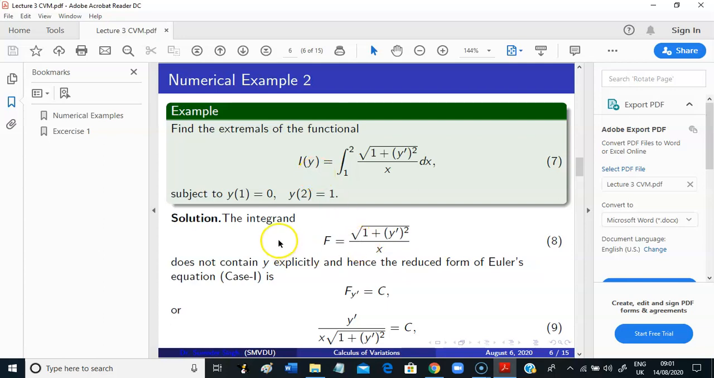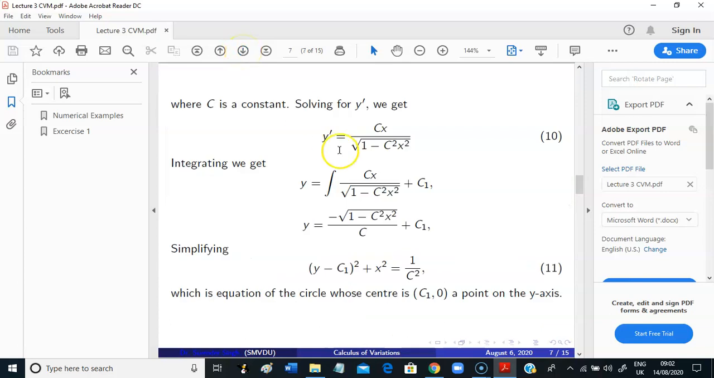So again, in this case, f is this. The y is not appearing explicitly, and you can use the same type of Euler equation, that is case 1, f y dash equal to c. F y dash means you take the partial derivative with respect to y dash and you get this expression. Further, when you simplify this, you get this expression. As I mentioned, y dash means dy by dx, and when you integrate on both sides, you get the integration of this plus c1.